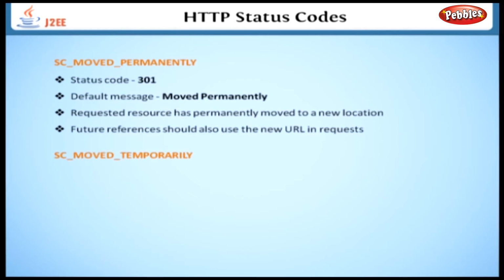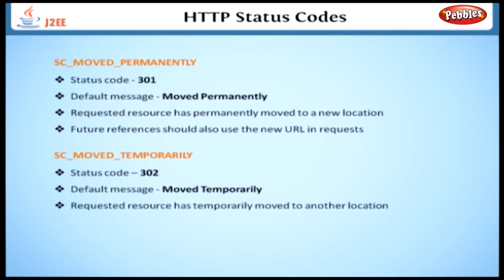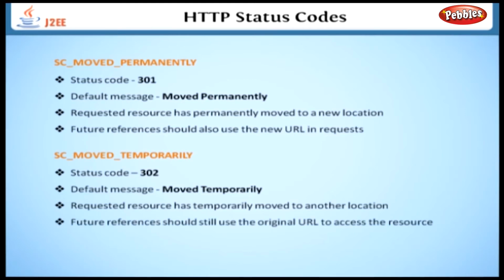SC_moved_temporarily. The status code is 302 and the default message is moved temporarily. In this case, the requested resource has temporarily moved to another location, but future references should still use the original URL to access the resource.